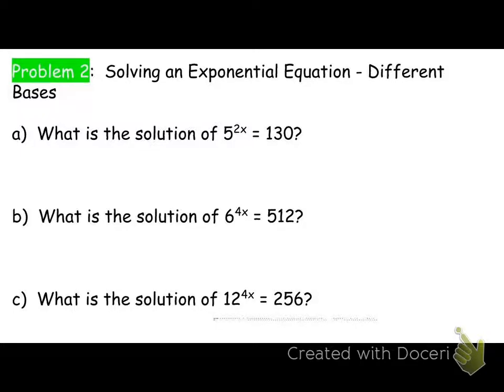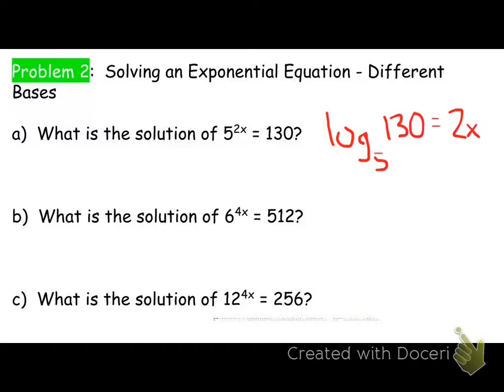And what is the inverse of an exponential that we learned this week? Starts with an L. A log. So who can put this in logarithmic form? Log base 5 of 130 equals 2x. Very good.